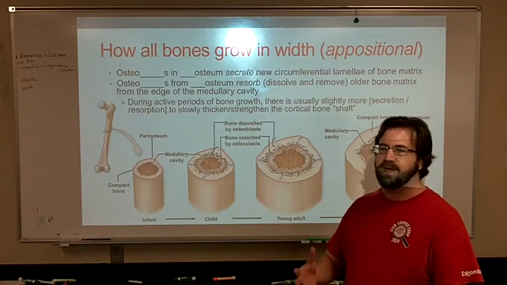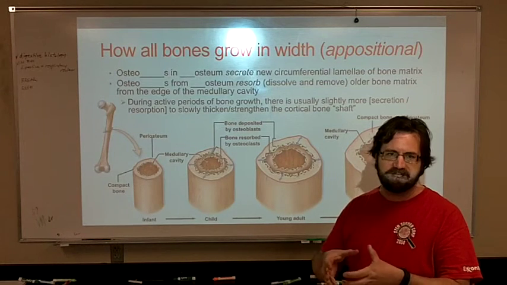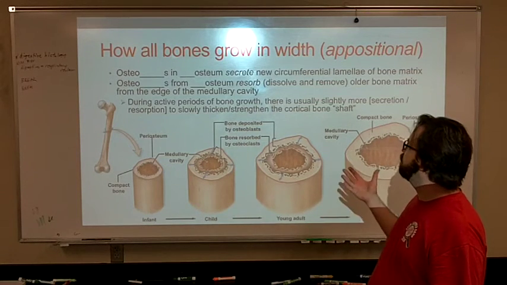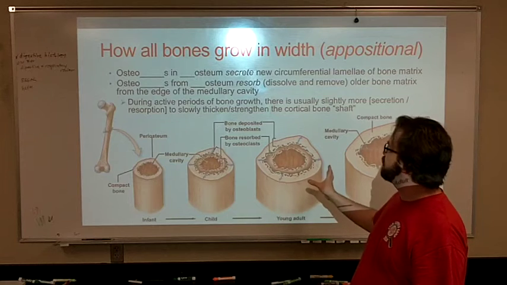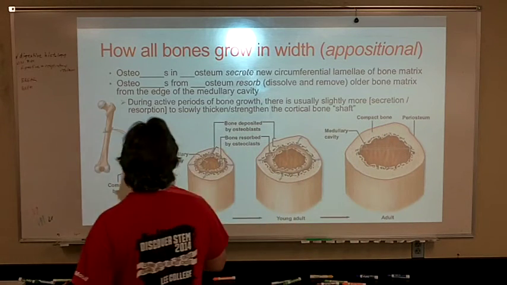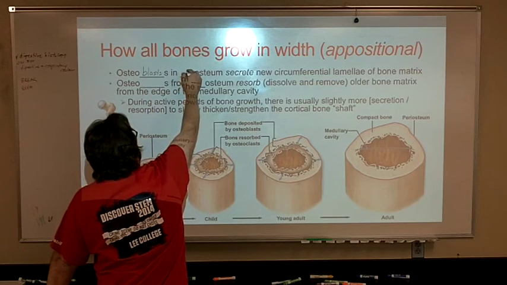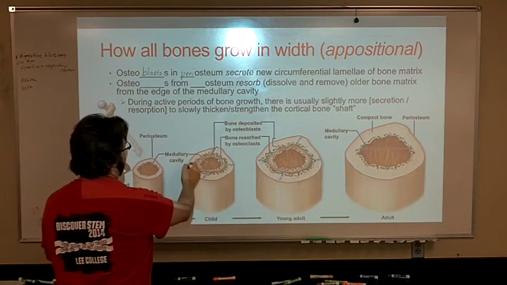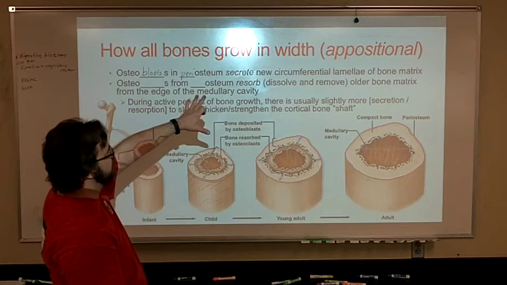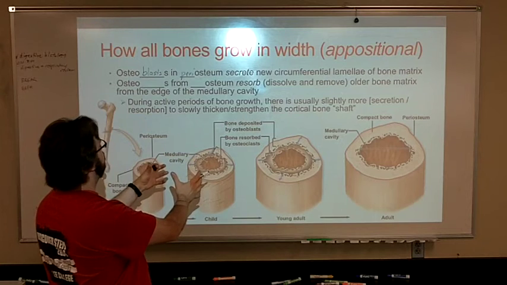But you might say to yourself, wait a minute, I know that a child's bones have to grow in length, but don't they also have to grow in width a little bit, because the kid gets heavier, and so you need a sturdier bone to hold that weight. So it's true that bones also grow in appositional growth. They also get wider. And so osteoblasts in the periosteum, so that's out in this region here, are going to secrete new circumferential lamellae of bone matrix, and that's going to make the bone thicker.